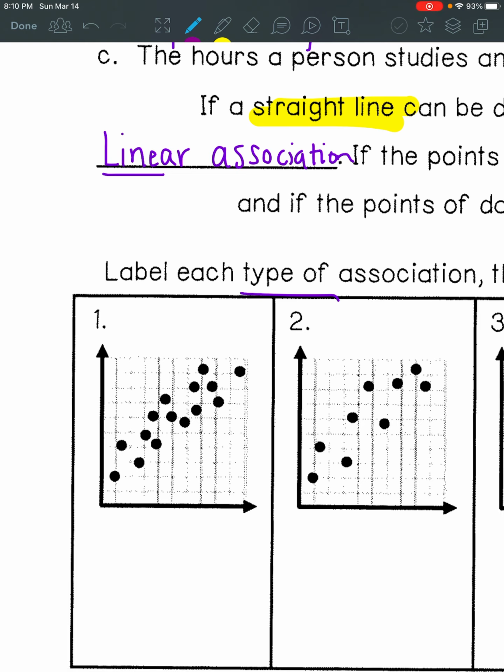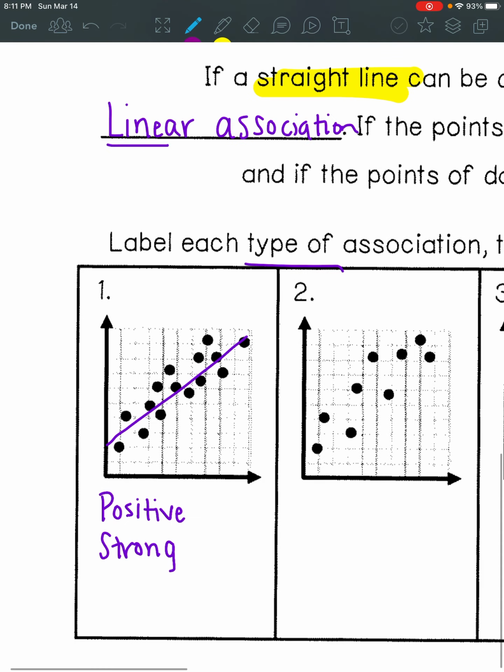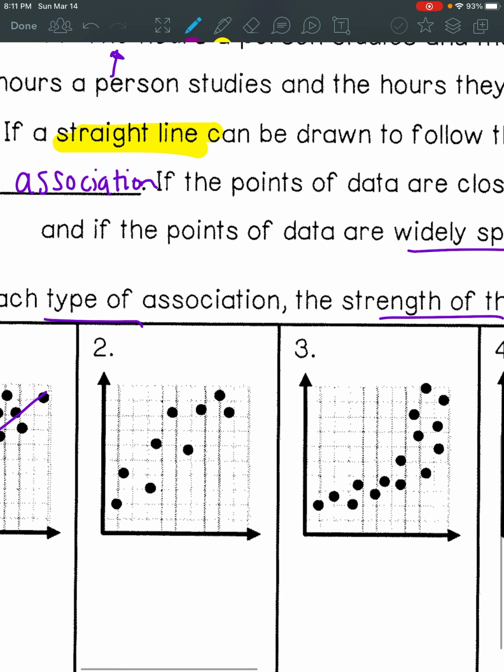So first example, we can see it is going uphill. So this is an example of a positive association. All of these points are pretty close together. They're all pretty close to that line. So I'm going to say this is a strong association. And on the graph, it does form a straight line, so that is linear as well.